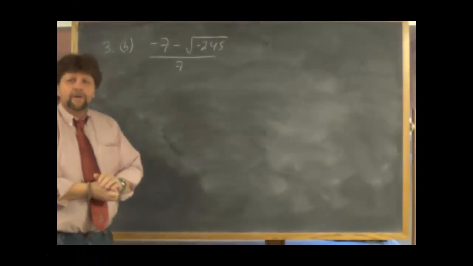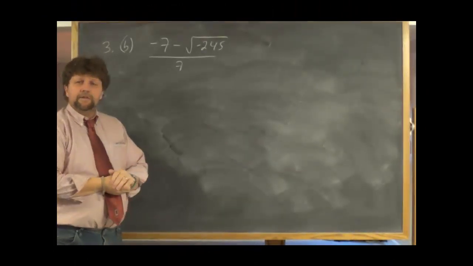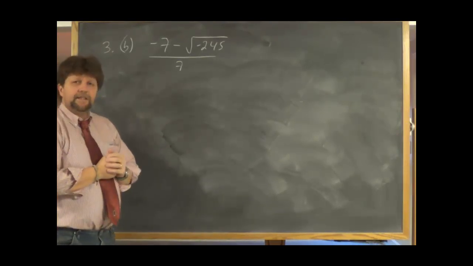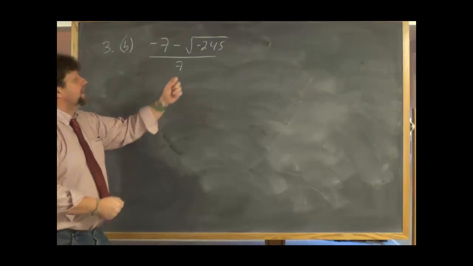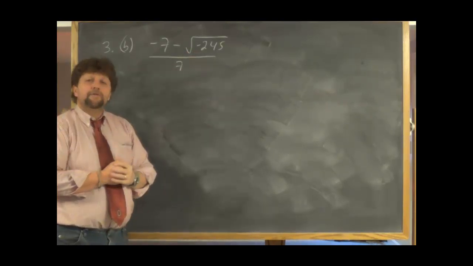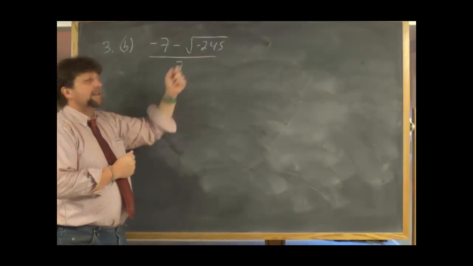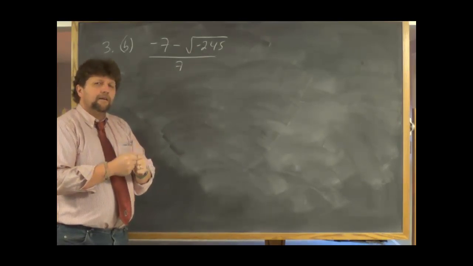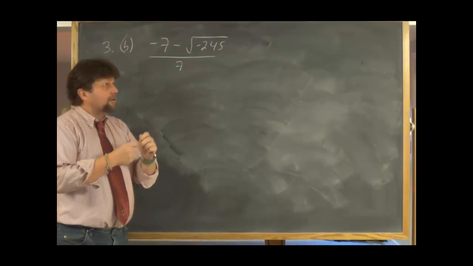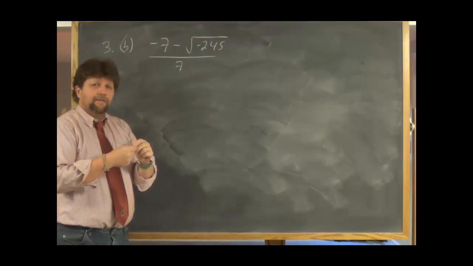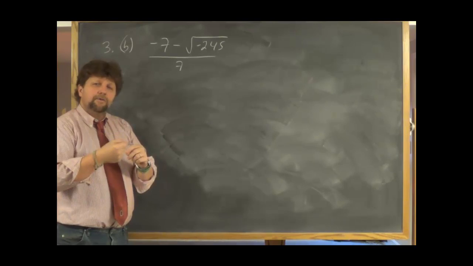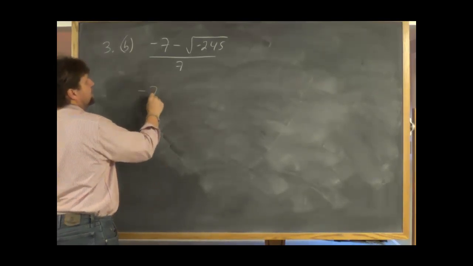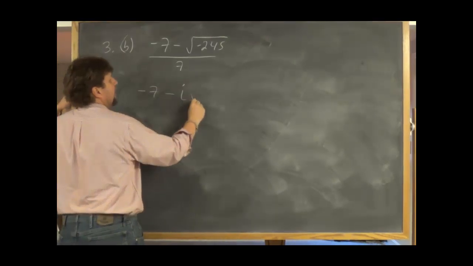All right, hey, here in 3 part B, we're supposed to do the same directions, write it in the form A plus BI. We have to simplify this down. The first thing I look at is the square root of negative 245. I can think of that as being the square root of negative 1 times 245, where the negative 1 times 245 is under the radical. And the square root of negative 1 is i. So my first step here is to get the i out of there.